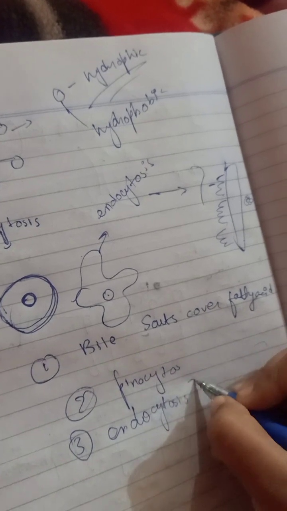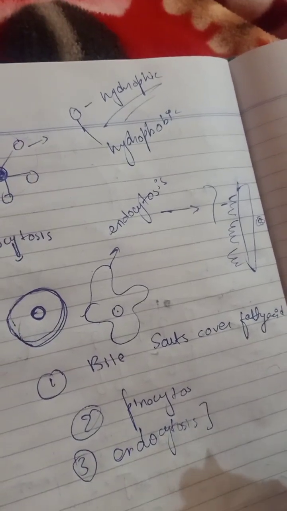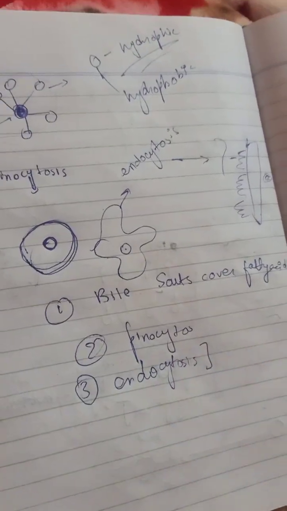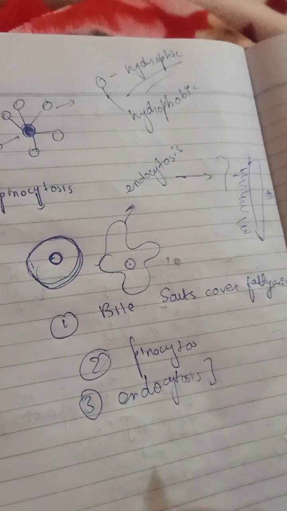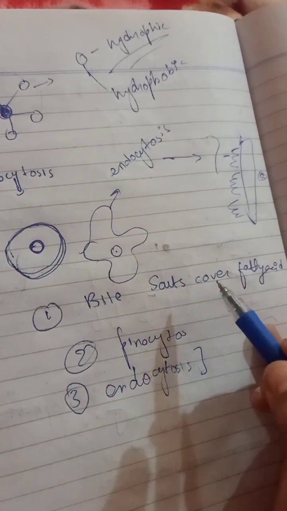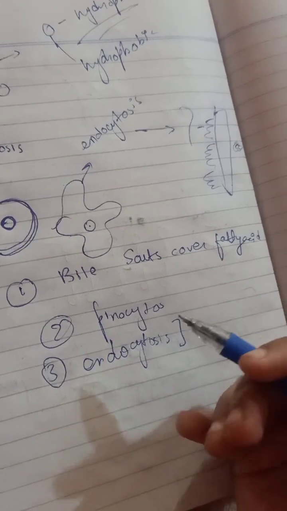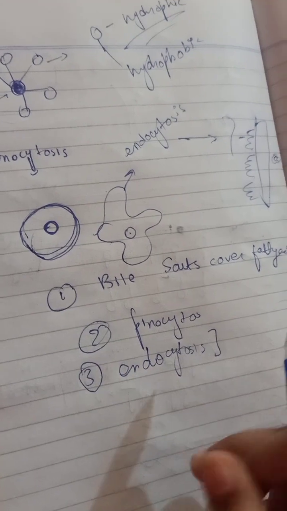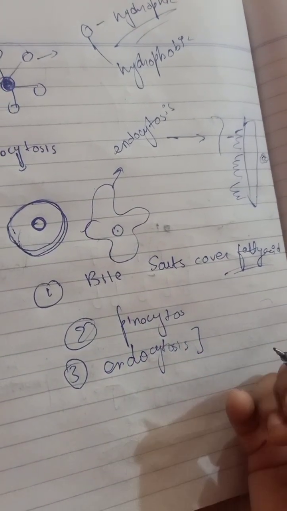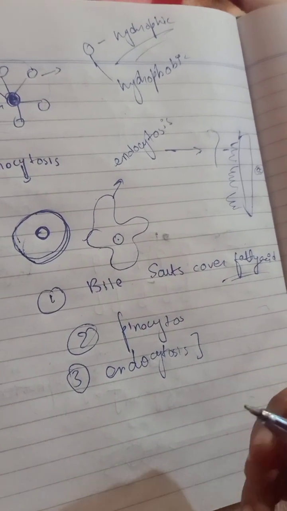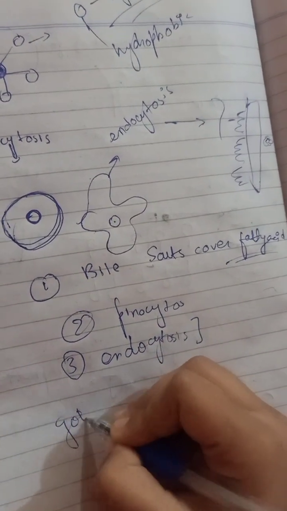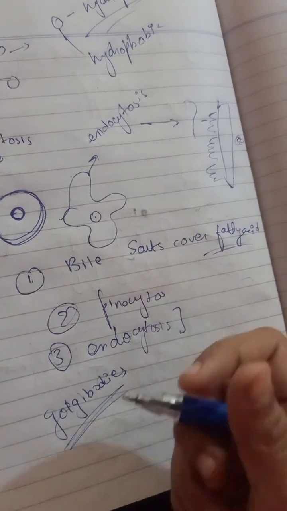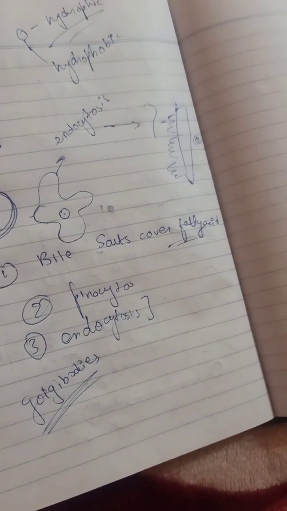In the endocytosis process, the bile salt detaches from the fatty acid, and the fatty acid is now in the cell. After that, the covering of the fatty acid occurs with the help of protein, and that is done by the Golgi bodies. The Golgi body is basically the post office of the cell.